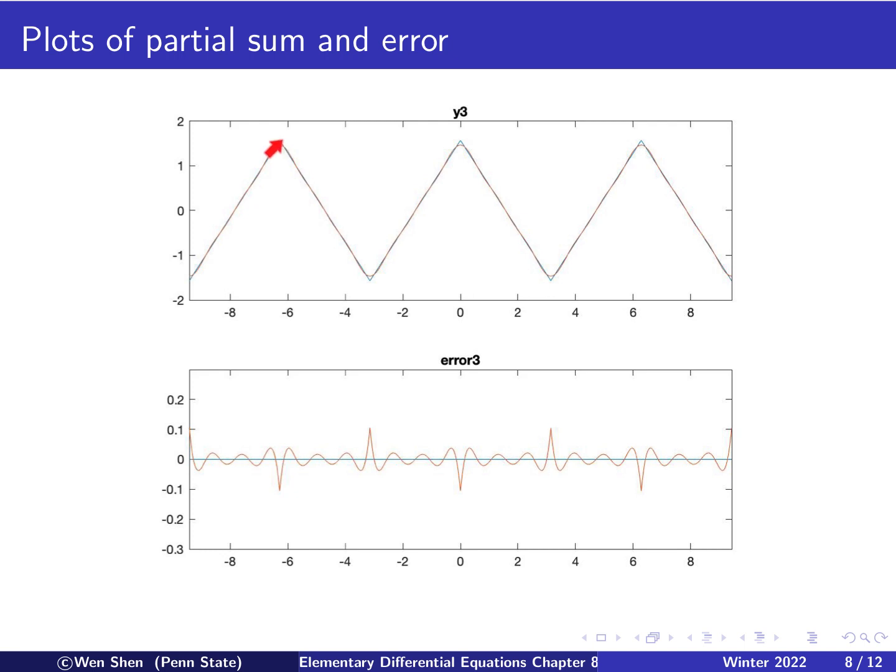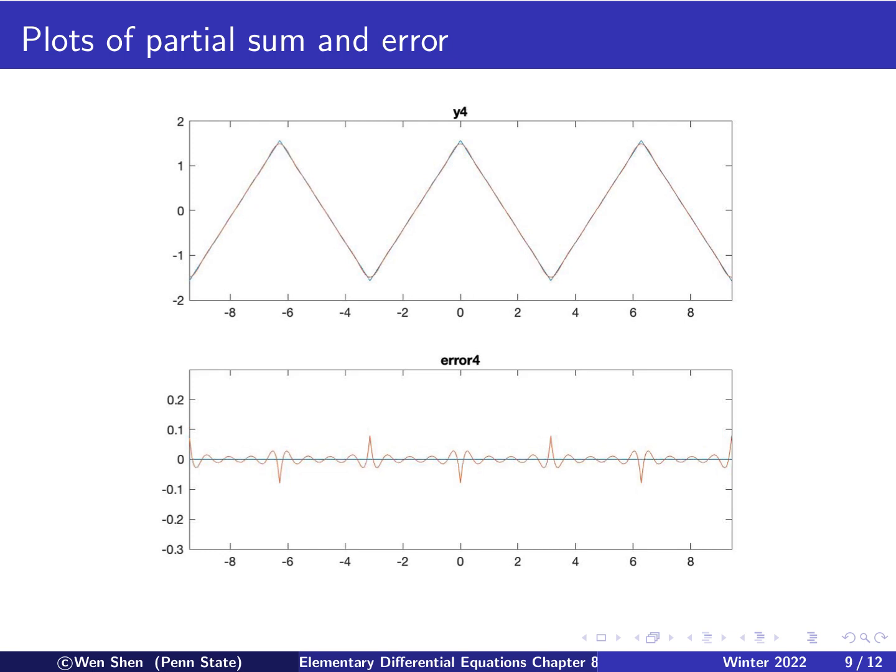At the point where r has kinks, and you see the error, it's confirmed by the plot of the error. It's very small here, but then there are some peaks, and the peaks are at those points.